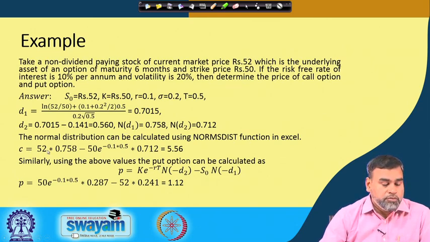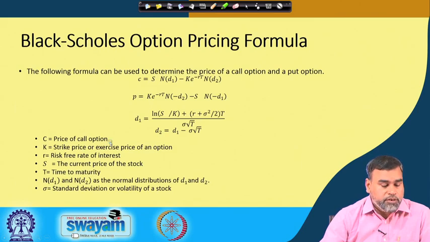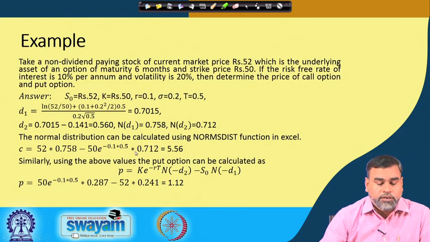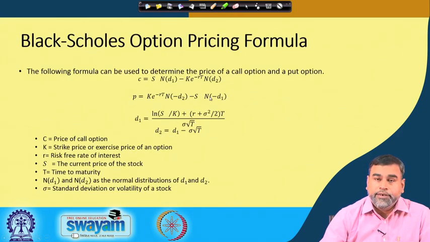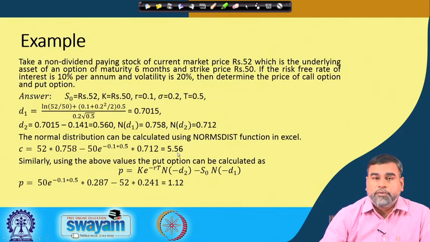Then C is equal to, by the formula for the call option, you know that it is S into N(d1) minus K e to the power minus rT into N(d2). Then you can find 5.56. The call option in this particular case is 5.56. Similarly, by putting in these values, you can find the put option, and here your put option price is 1.12. So this is the way the Black-Scholes model is used.